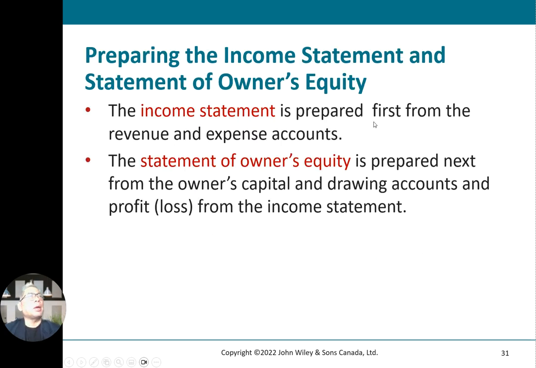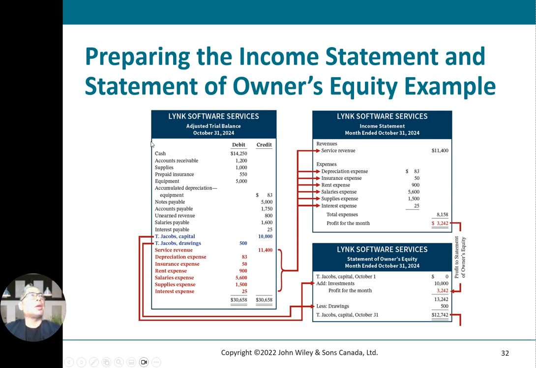The next one is preparing the income statement and statement of owner's equity. The income statement is prepared first from the revenue and expense accounts. The statement of owner's equity is prepared next from the owner's equity and drawing accounts, and the profit or loss from the income statement. The example will be here. We have to look at the adjusted trial balance, so we're going to do it one by one, step by step. Here, service revenue 11,400.